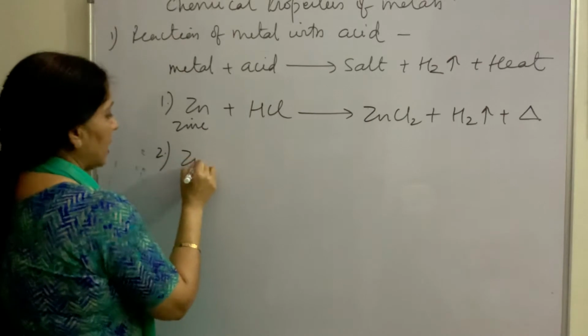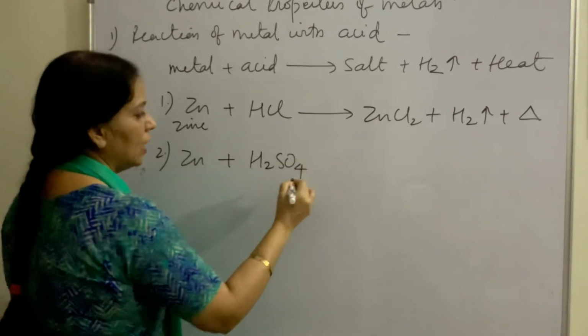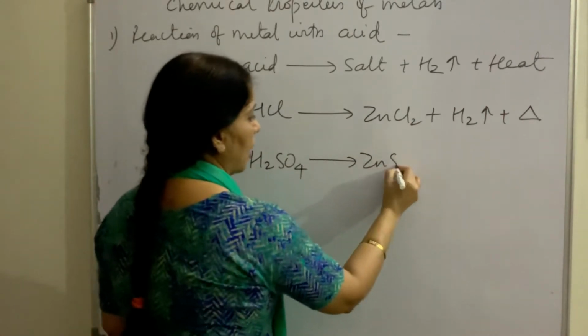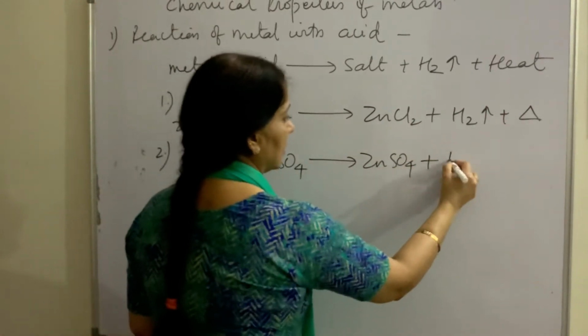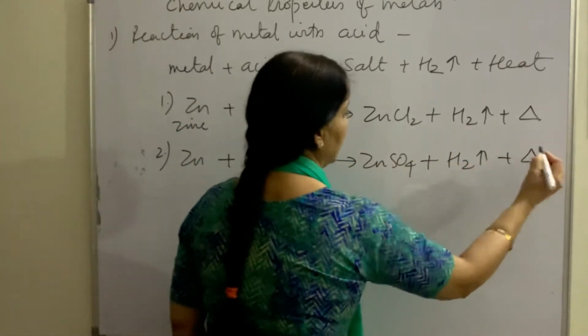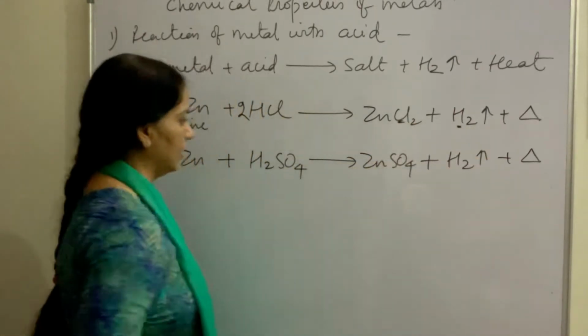Number 2, if you take zinc granules and drop them into dilute sulfuric acid, which is a strong acid, it will form zinc sulfate plus hydrogen gas is released along with heat. This is 2 because we have 2 chlorine and 2 hydrogen atoms here.